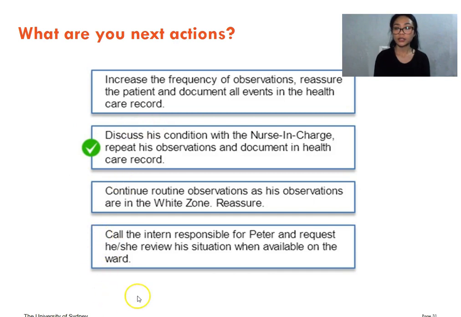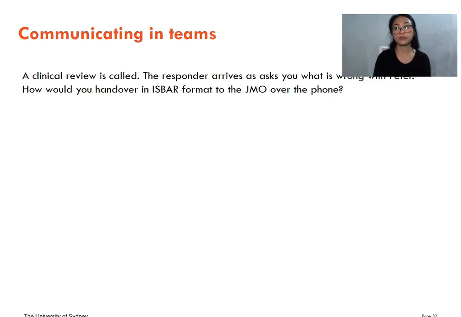So with regards to this last one, in case anyone thought we should jump to this one, there are signs of deterioration. So he had that poor peripheral circulation and low urine output. So first you should inform the nurse in charge as part of your local clinical emergency response system or SIRS system in order to discuss and identify if a clinical review is required.